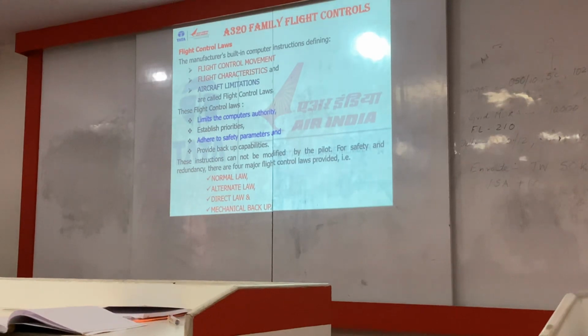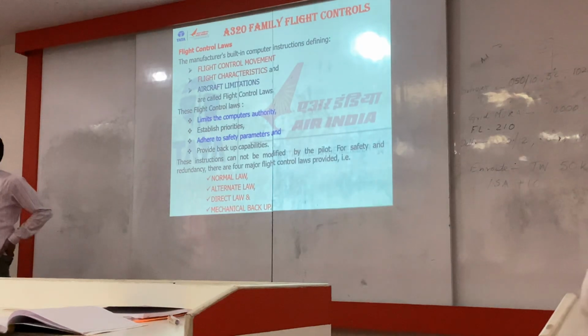Then some of the laws are there. Flight control laws. The manufacturers, Airbus, have some built-in laws, or the computer instructions for the flight control movement, for the flight characteristics, and then there are certain aircraft limitations. So when they combine all these, they made some flight control laws.